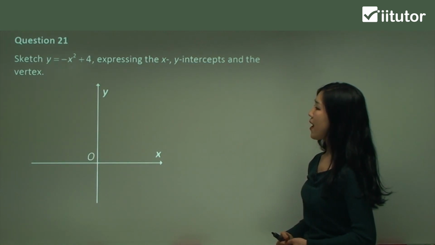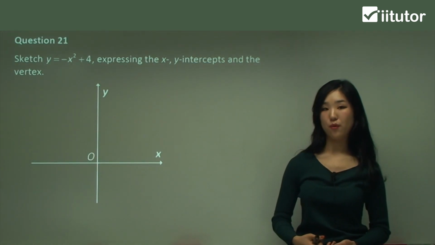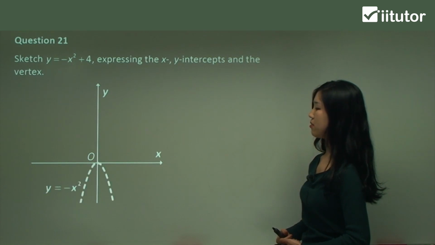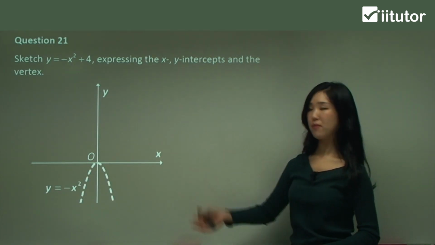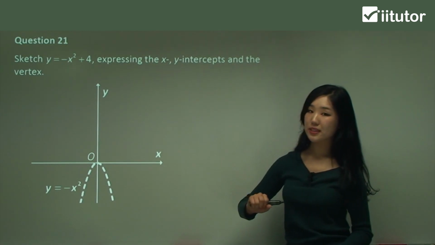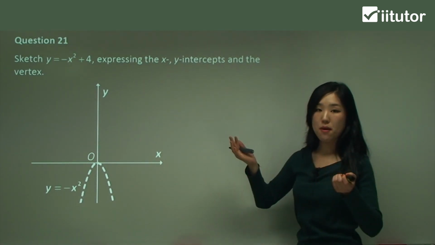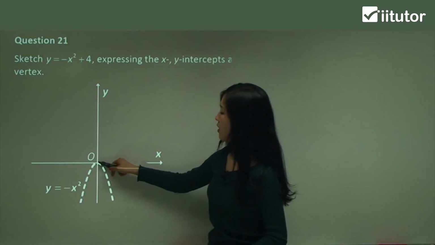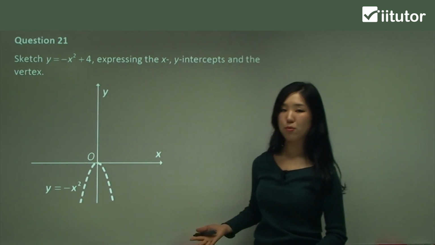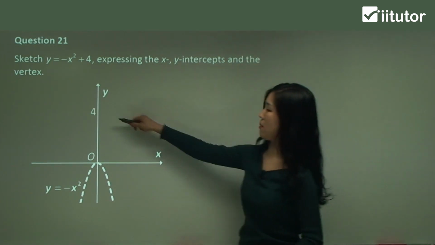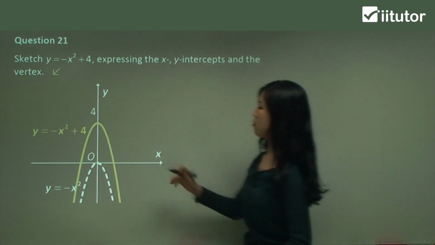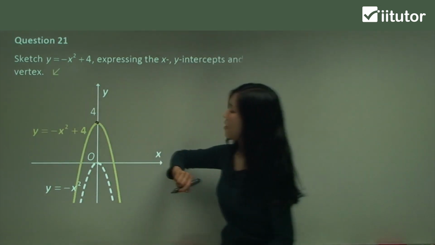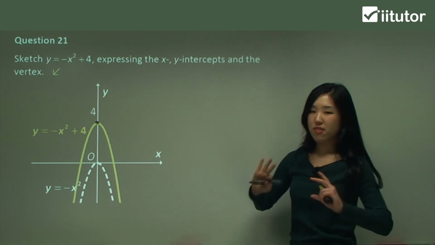Question 21. Y equals negative x squared plus 4. Okay, well, this is the negative x squared graph, just upside down, the sad face parabola. And if it's plus 4, what do we do? Shift it up by 4. So the vertex becomes shifted up by 4. So it becomes up here. Like that. Okay, well that's pretty fast. This should be 4. So it's lifted up by 4, and that's just it.